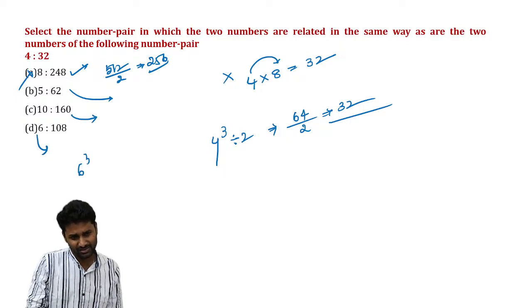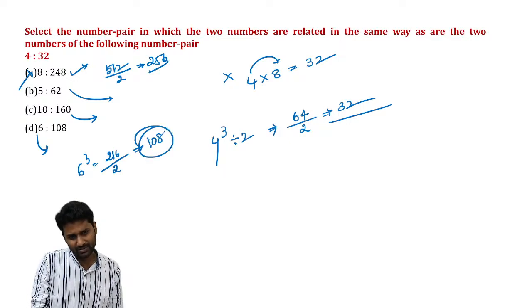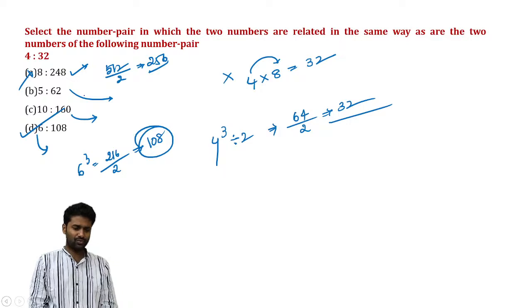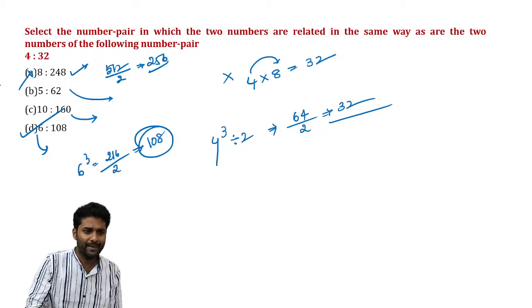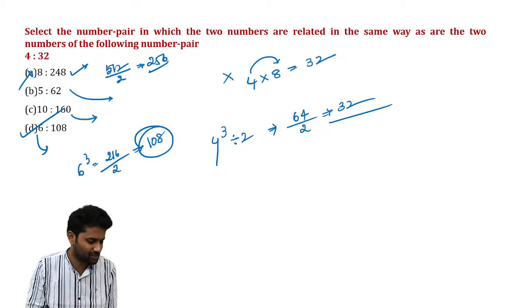Now see here 6 cube. 216 divided by 2 is equal to 108. That's why 6 is to 108 follows our main statement. That's why D is the suitable answer.